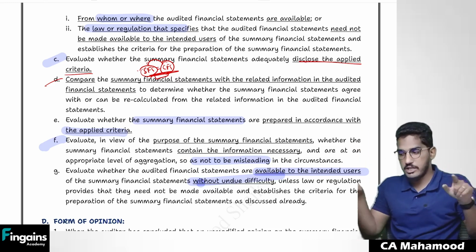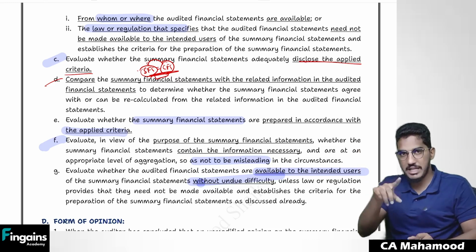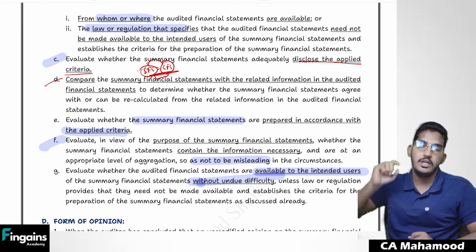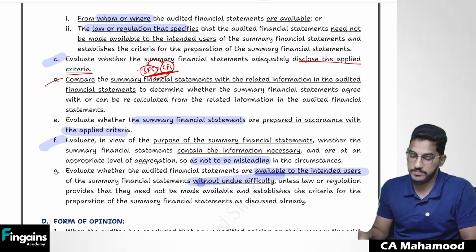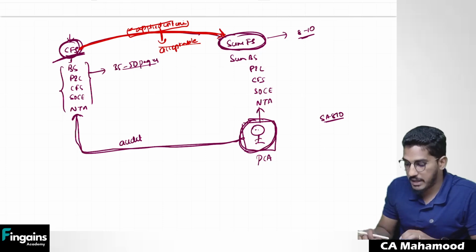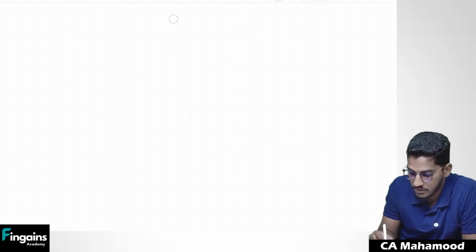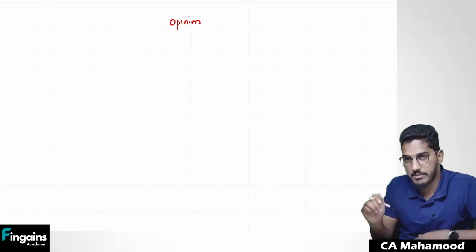Basically, they have given a link here: you can find the complete financial statements. I should open that link and check whether the complete financial statements are really there or not. Understood? Now the most important part of this standard is opinion. So I will try to summarize the opinion part here. It will be quite complicated if you read it from the material, so I will try to summarize it.